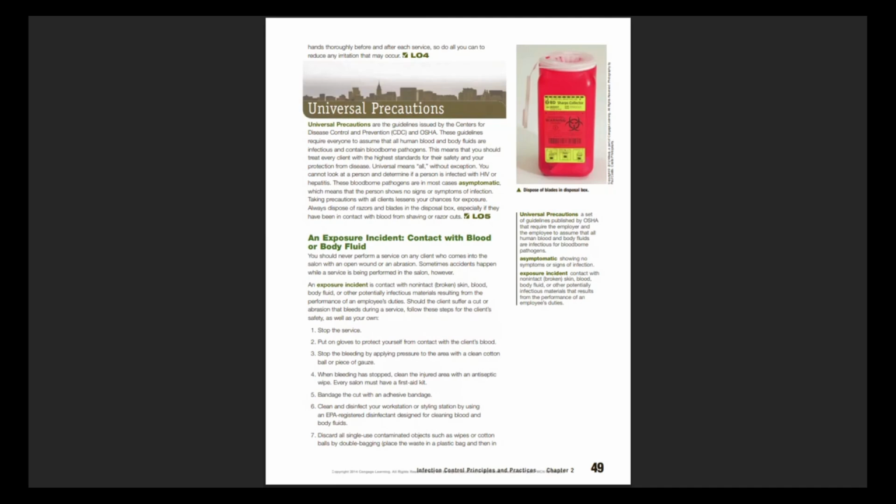An exposure incident: contact with blood or body fluid. You should never perform a service on any client who comes into the salon with an open wound or an abrasion. Sometimes accidents happen while a service is being performed in the salon, however. An exposure incident is contact with non-intact broken skin, blood, body fluid, or other potentially infectious materials resulting from the performance of an employee's duties. Should the client suffer a cut or abrasion that bleeds during a service, follow these steps for the client's safety as well as yours. Stop the service.